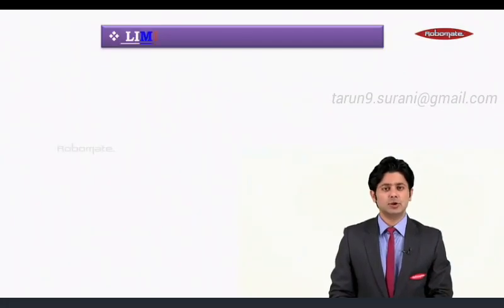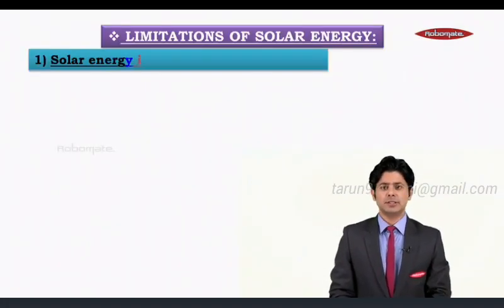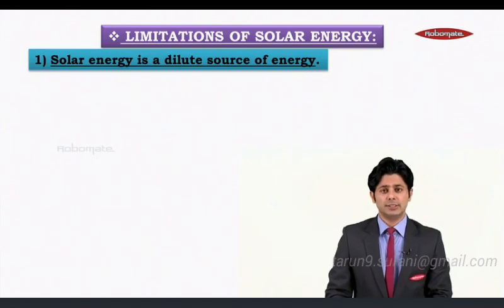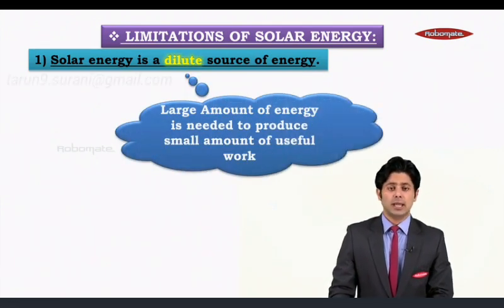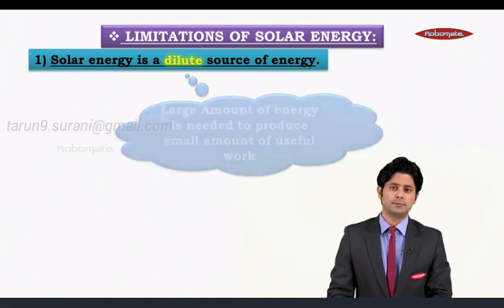Understand the limitations of solar energy. The first is that solar energy is a dilute source of energy. Here, the word dilute means that a large amount of energy is needed to produce a small amount of useful work.